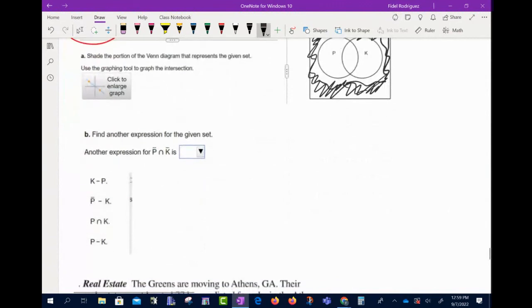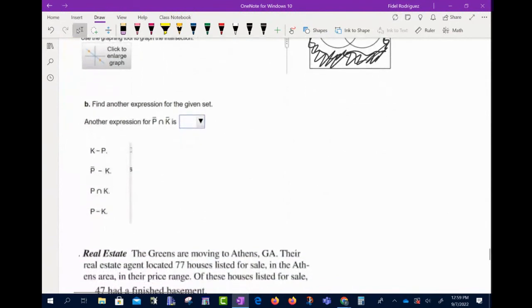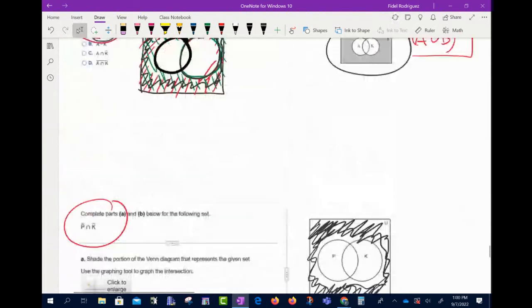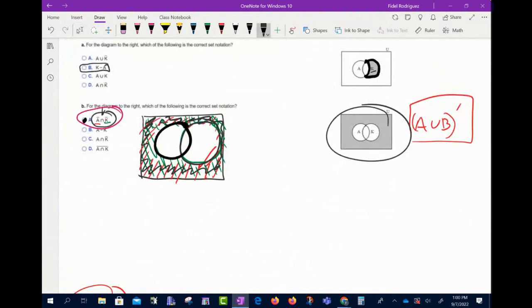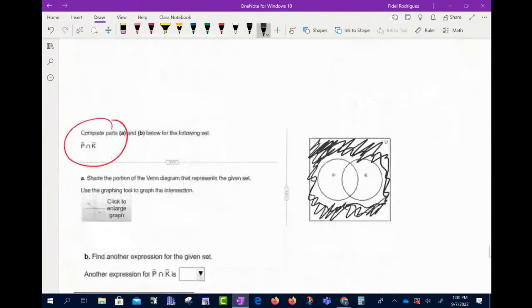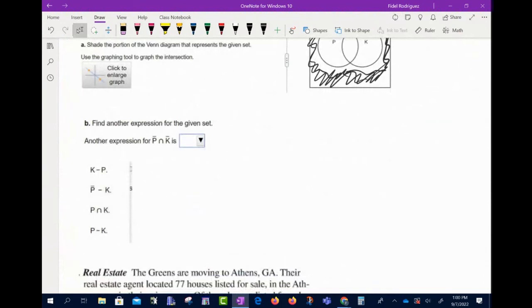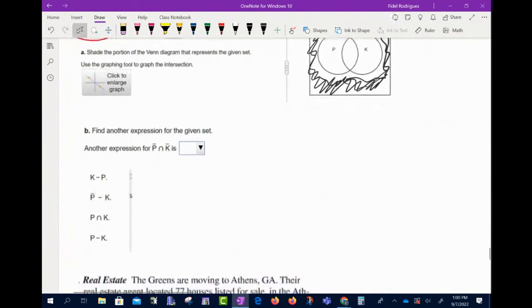All right, so let's see. Now, the other thing we're looking for is, is there another way we can write P complement intersection K complement? Well, one way we did it earlier was like this with the union, but I don't see one with a union here, okay? So let me see what else we got.